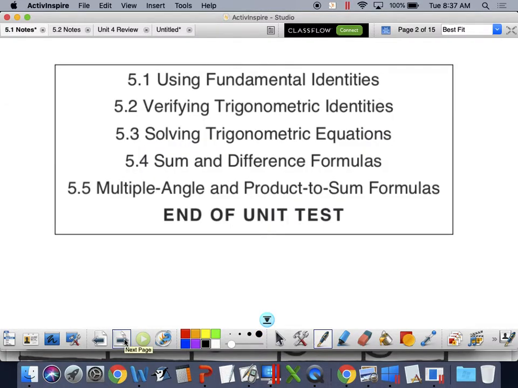So our unit looks like this in that we have 5 sections and then we'll have our end of the unit test. Today we're going to be using the fundamental identities. Some of these we have seen before, actually most of these we have seen before. But some are ones that we've formalized. We have touched on them a little bit, but now we're going to formalize them a bit.